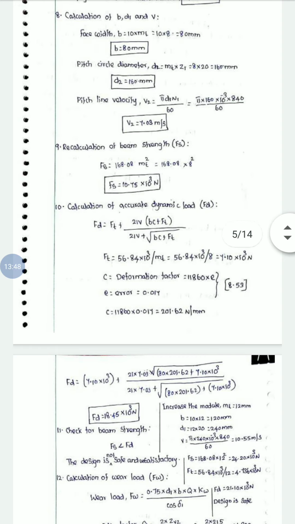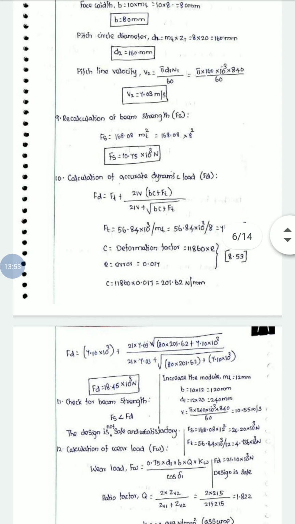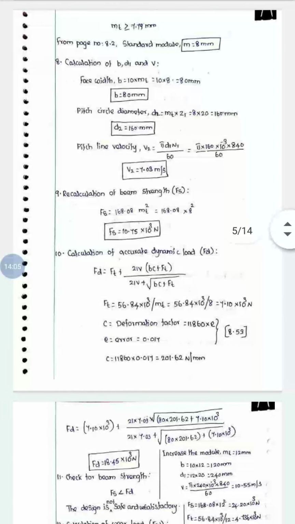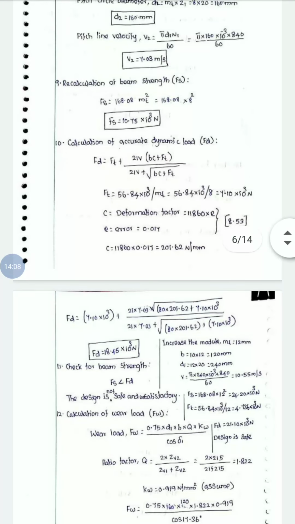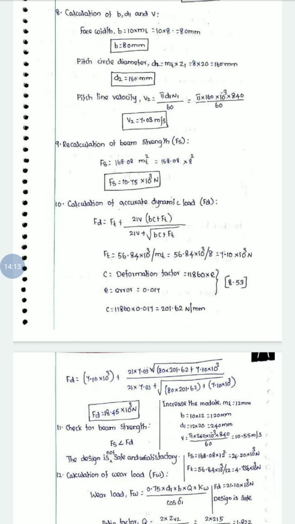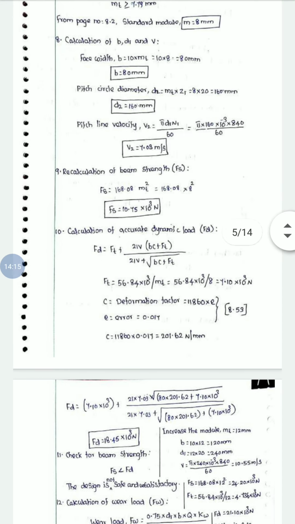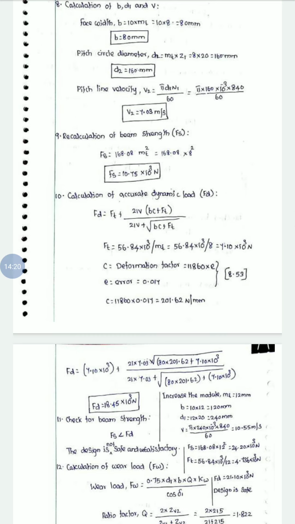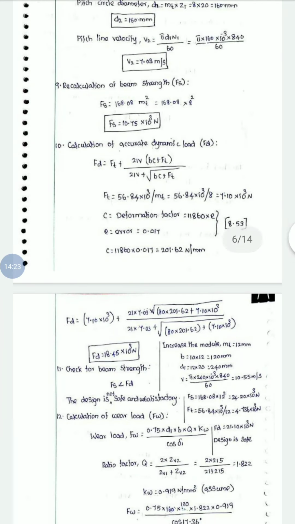Now we are going to find the pitch line velocity for the gear, that is pi into D into N1 divided by 60. So V2 is equal to 7.03 meter per second. By substituting those values, we can easily find B, D and V2. Then we go for recalculation of beam strength. Substituting the module value into the beam strength, 168.08 MT square, we can easily find the Fs value, that is 10.75 into 10 power 3 Newton.